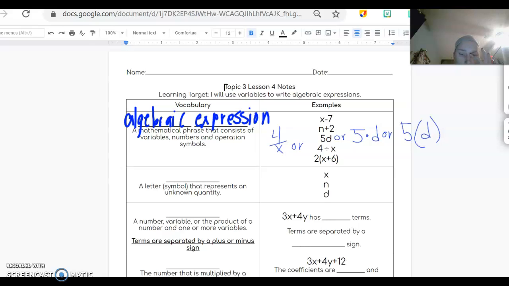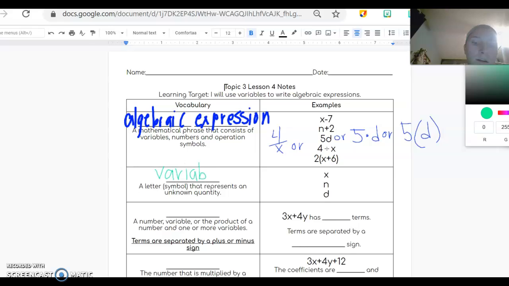All right, our next vocabulary term here is variable. A variable is a letter or symbol that represents an unknown quantity. So I have listed here examples x, n, and d that are used above in our first box. This is the main reason why we have started using that raised dot for multiplication, because our x is now a variable. It now represents an unknown number. So we don't want to get that confused with our multiplication symbol and a variable. So we're strictly using raised dots for multiplication.